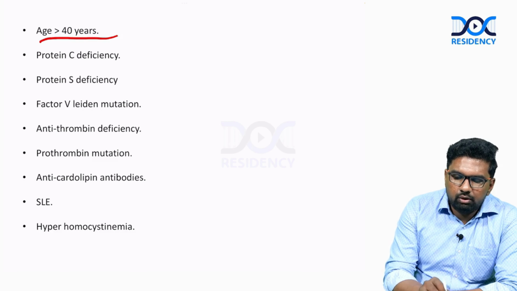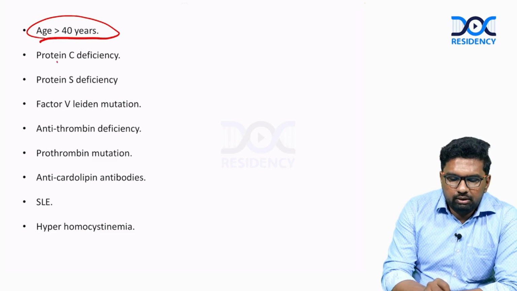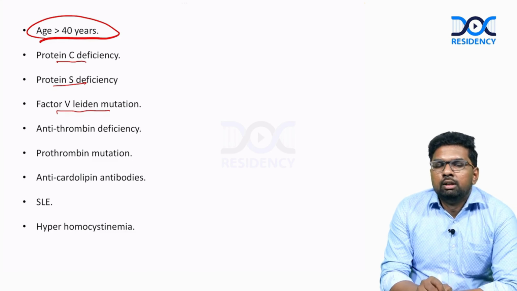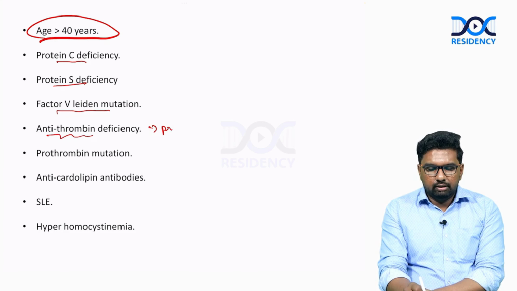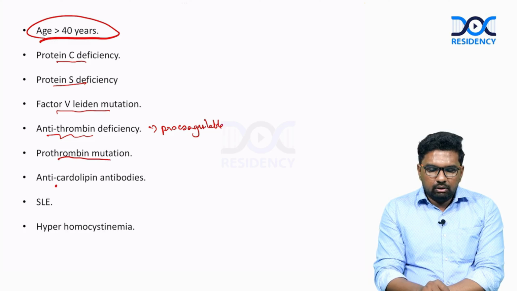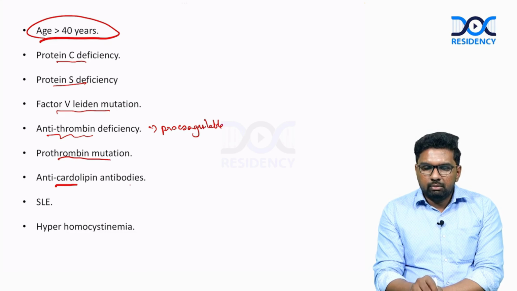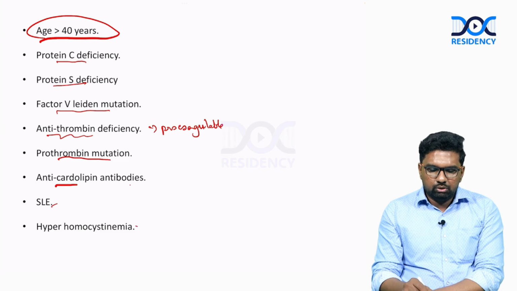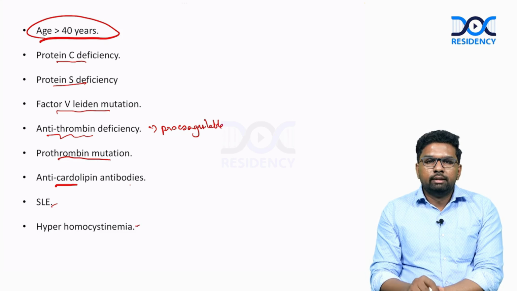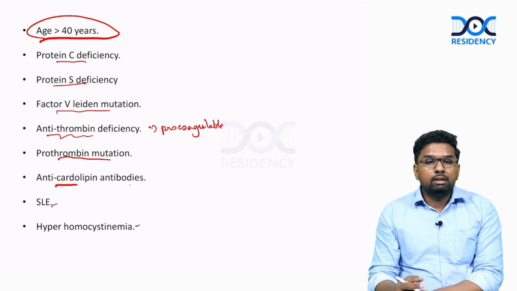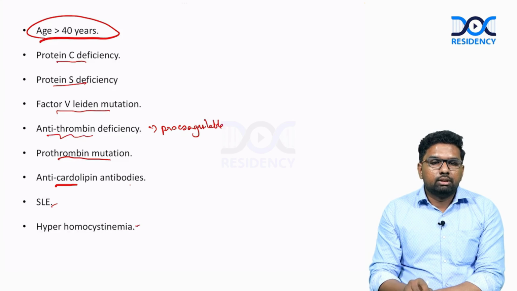And age more than 40 years and presence of protein C deficiency, protein S deficiency, factor V Leiden mutation, and antithrombin deficiency will also lead to a procoagulable state. Also, prothrombin mutation, presence of anticardiolipin antibody, SLE, and hyperhomocystinemia, these are the conditions which can predispose to the pulmonary embolism.